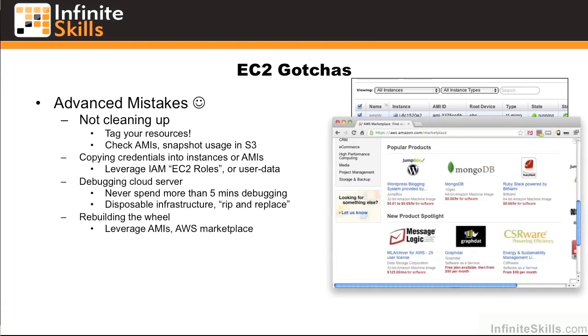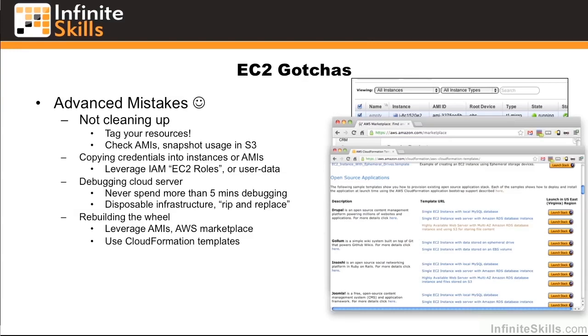Rebuilding the wheel is also a bad idea. Try to leverage AMIs or the AWS marketplace at this URL. Here you can see that companies like Tengen and Bitnami offer AMIs for things like MongoDB and Ruby. Rather than building your own, you may want to start with one of these. Also, leveraging CloudFormation templates help you spin up an entire stack. This is actually what we do at the very end of this course.